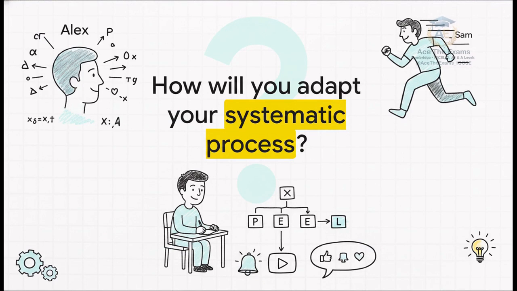As we wrap up this explainer, I want to leave you with a crucial provocation. How will you adapt your newly built systematic process to absolutely conquer the next context-specific exam question you face? Are you going to be an Alex, desperately overwhelming the page with a chaotic dump of random facts? Are you going to be a Sam, recklessly rushing past the command words and leaving marks on the table? Or are you going to step up and be the strategist, calmly and ruthlessly executing the PEEL framework, utilizing your time matrix, and systematically securing every single possible method mark?